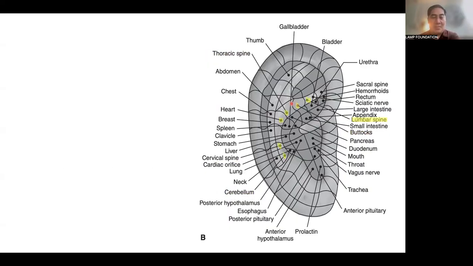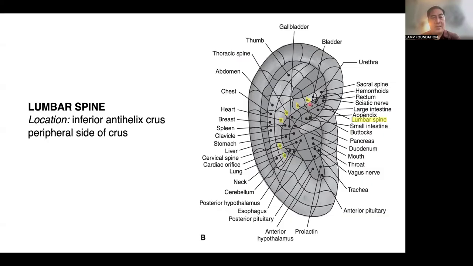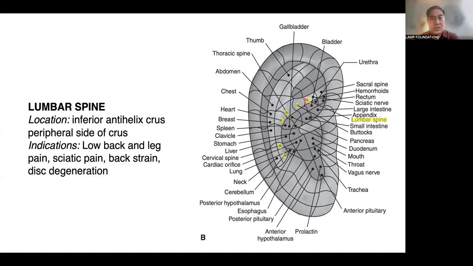Next, we go to the lumbar spine. Okay, this is the lumbar spine. So lumbar, buttocks, thoracic. This is the heart. Okay. So this is the one for the medial, no? Malapit sa mukha. Okay? So this is located on the inferior antihelix crus, peripheral side of the crus. Peripheral.